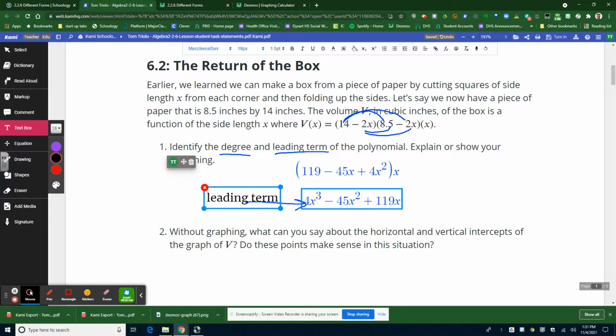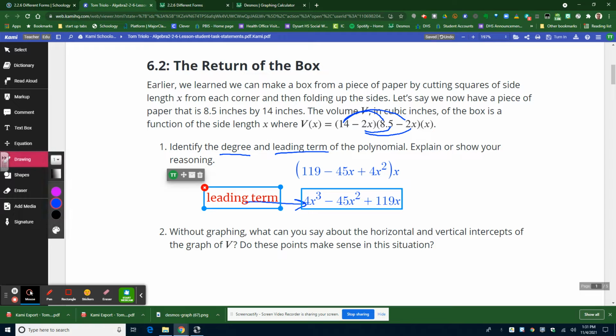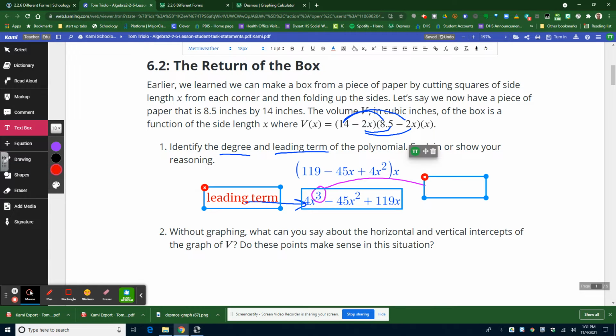Caleb, what's my degree? Okay. Logan? Third degree. So remember, the degree is always equal to the highest exponent. So this is a 3rd degree polynomial.